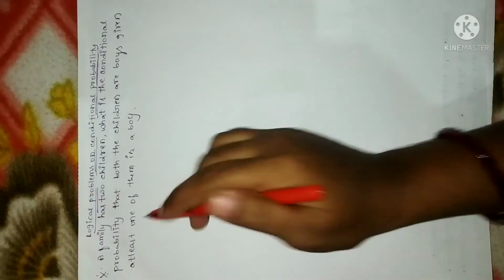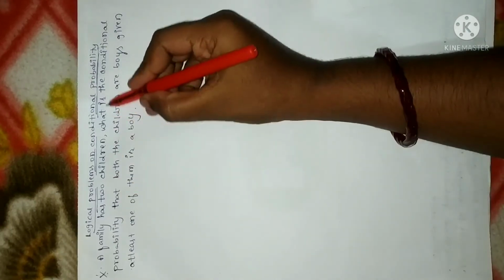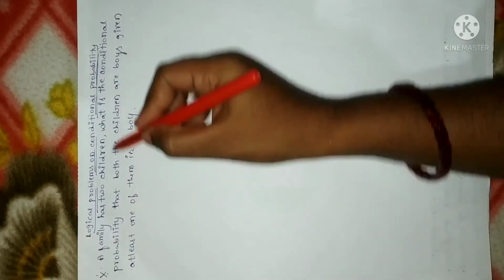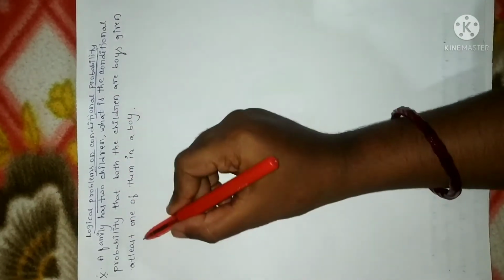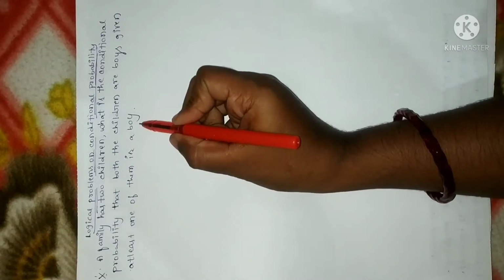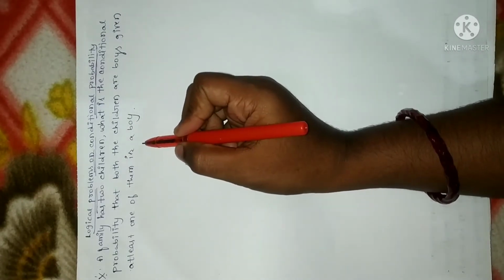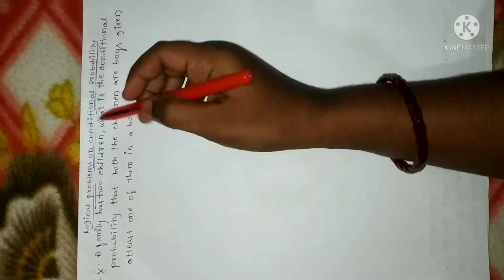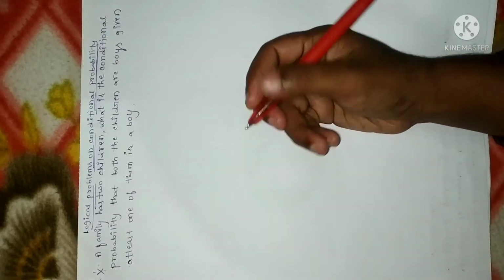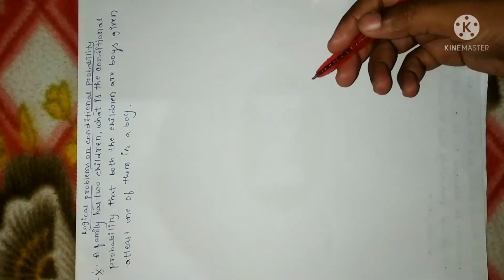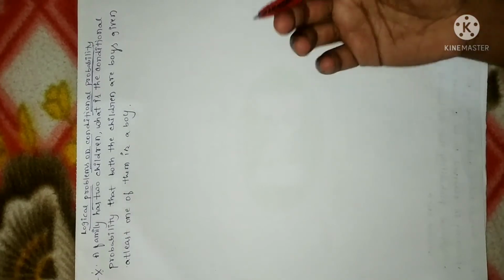Next problem. A family has 2 children. What is the conditional probability that both the children are boys given that at least one of them is a boy? In the exam they will not mention the concept, that is, whether it is based on probability or conditional probability. You have to identify. In the case of conditional probability, 2 events will be given. One event is the current event and the other event has already occurred.